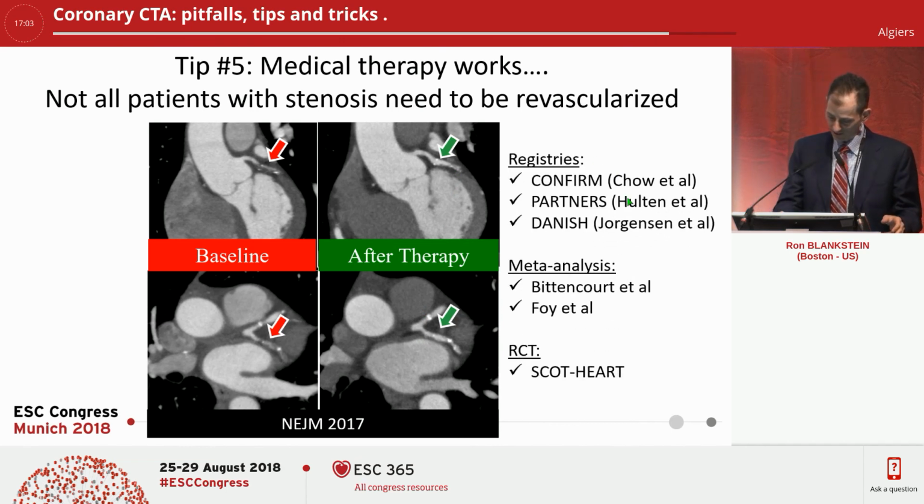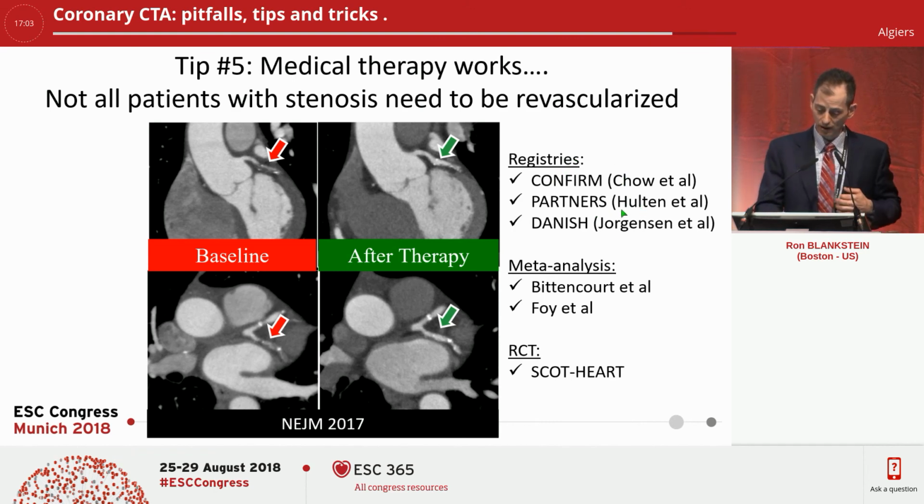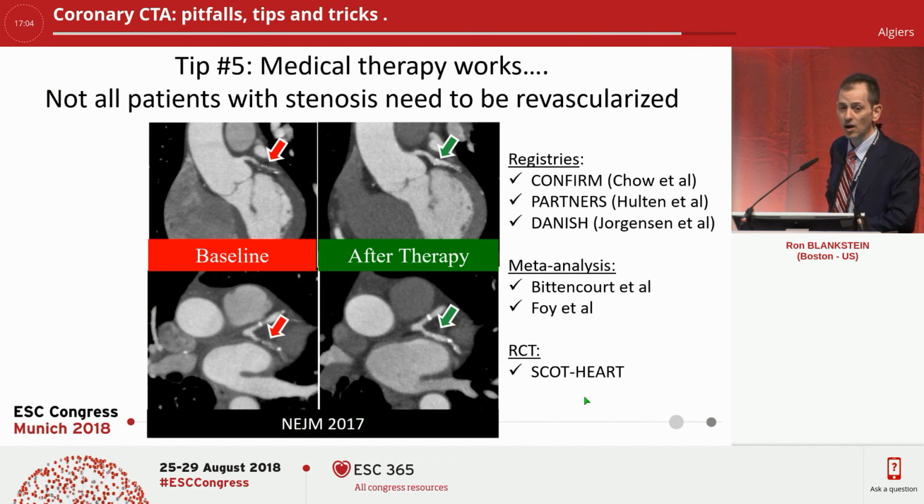We have seen this in several registries that have shown that patients with medical therapy tend to have an association with better outcomes. We have had several meta-analyses that have shown that CTA compared to usual care results in a reduction in myocardial infarction. And of course, one of the highlights of this meeting is some data from Scott Hart looking at hard endpoints, a reduction in myocardial infarction and CHD death, showing that use of CTA compared to usual care is associated with a significant reduction in these hard endpoints.